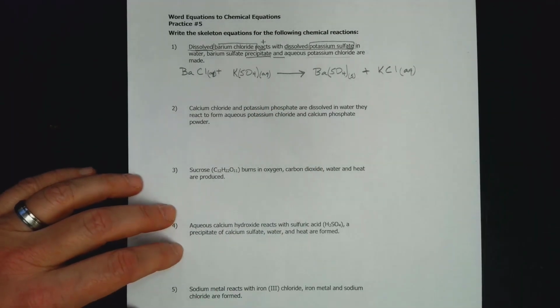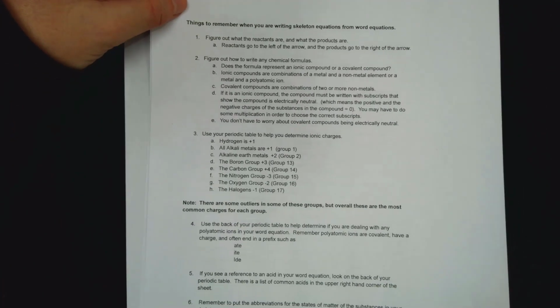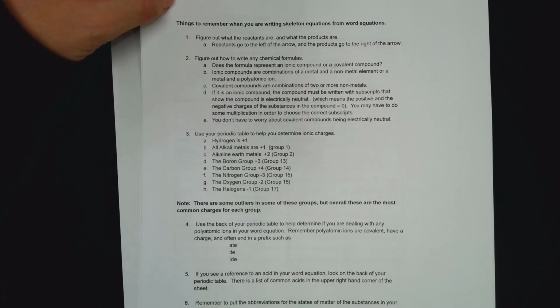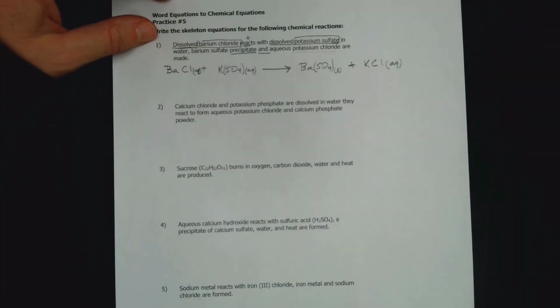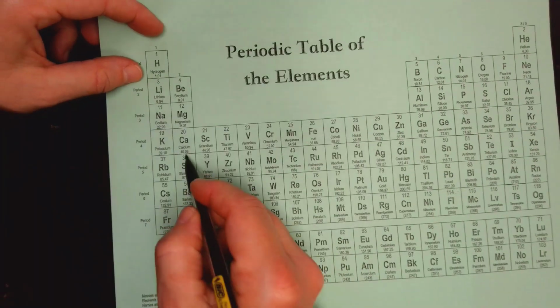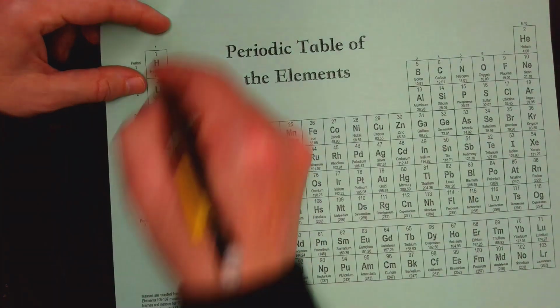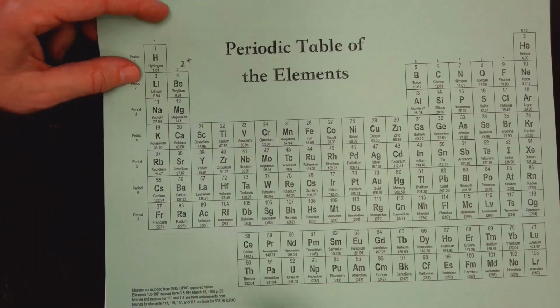Now there's a bunch of information again in this little packet that I gave you last week. Okay? And one of the things that we have to remember is the charges of the ions of all of the elements on the periodic table. So we have barium chloride. So let's find barium on the periodic table. Barium is right here. It's an alkaline earth metal, and all of the alkaline earth metals have a 2+ or a +2 charge of their ions.